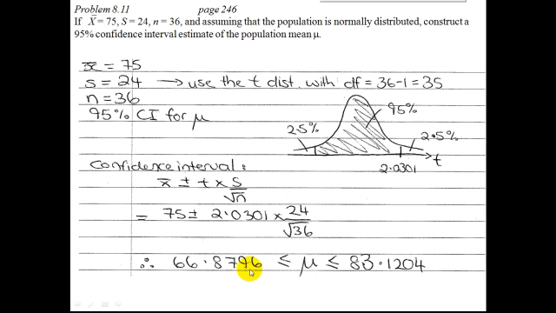So at this point, I can tell you that even though we've got a sample result, our sample mean was 75, using this as the starting point and then going a little bit above and a little bit below to take into account sampling variation, I can tell you that I am 95% confident that the true population mean mu is between 66.8796 and 83.1204. So we've used our sample to say something about the population.